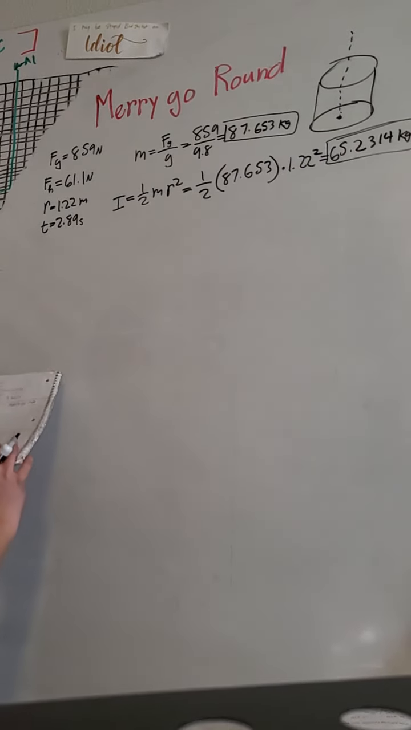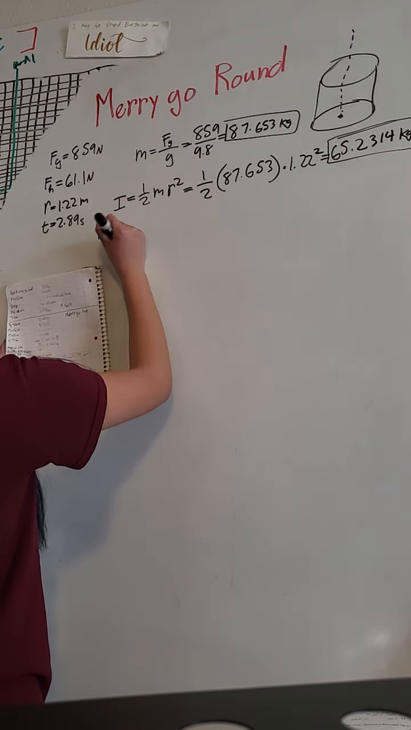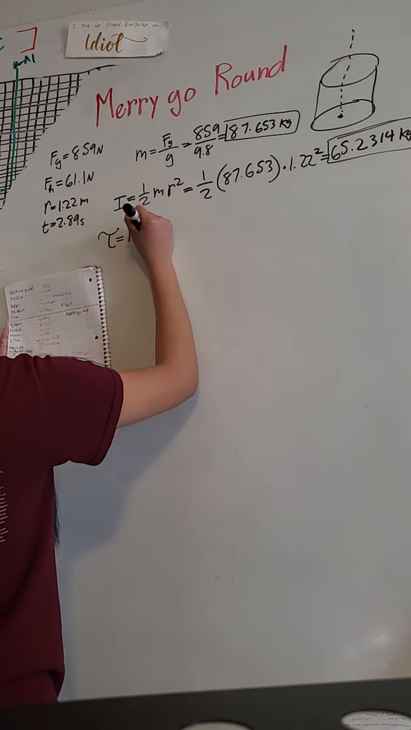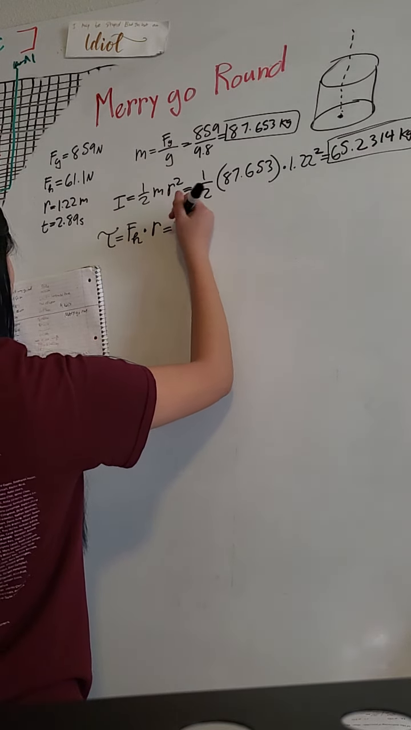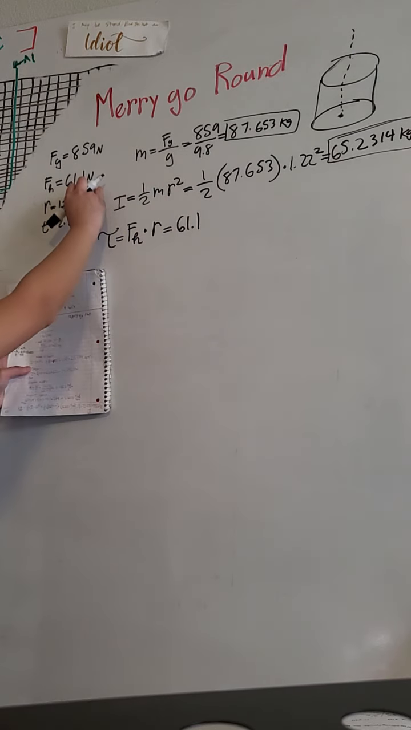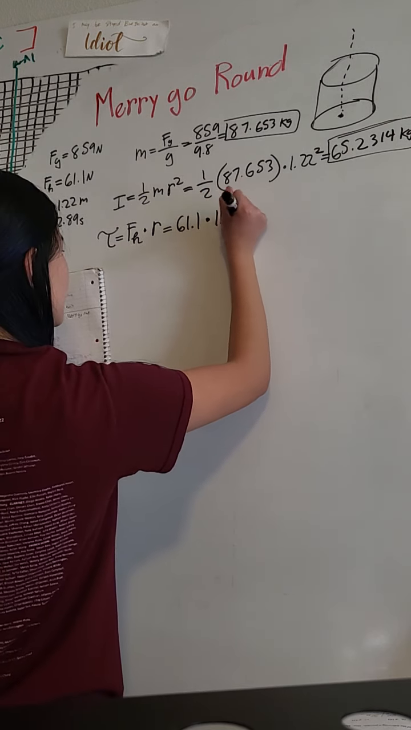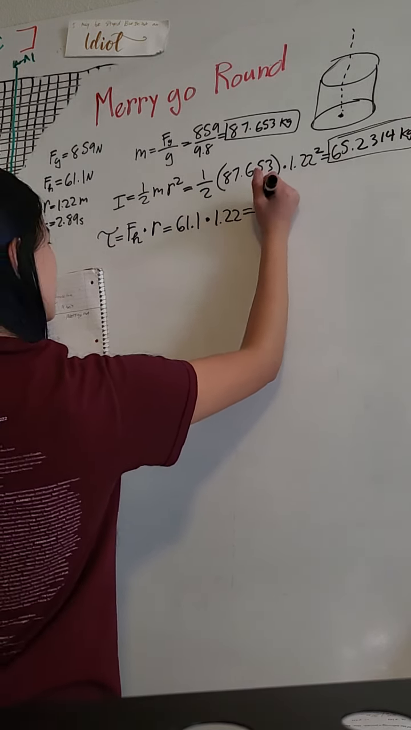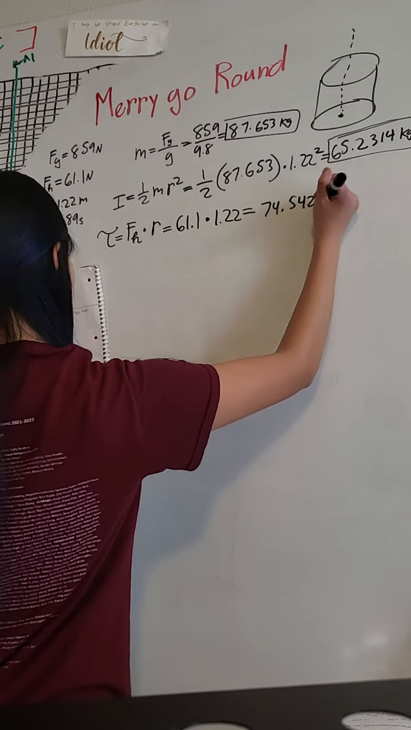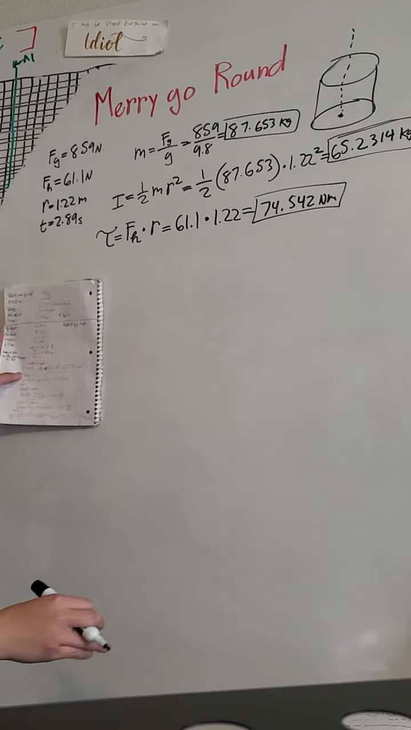Then next we need to find the torque. Torque, tau, is equal to F sub h, the horizontal force, multiplied by R. F sub h is 61.1 newtons, and we multiply that by the radius, which is 1.22, given to us. That gives us the torque is equal to 74.542 newton meters. We're going to box that and hold on to that for now.